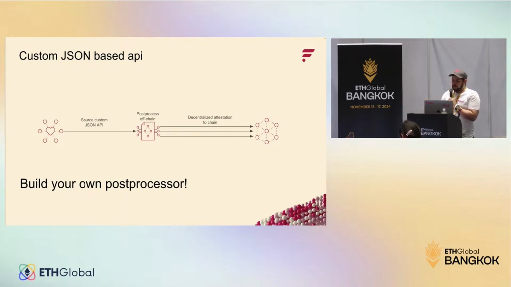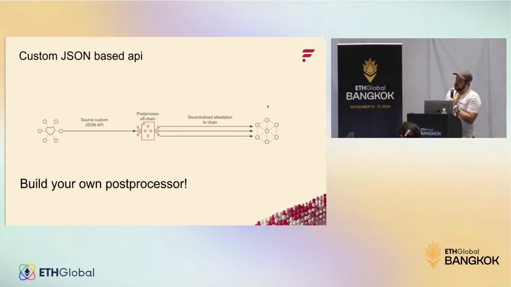So what this allows you to do is, for example, take any JSON API you can find in the wild. You create a source that is able to read this API. You create a post-processing code that is able to post-process this data to something you can then use. And then this gets attested to in a decentralized manner on chain.